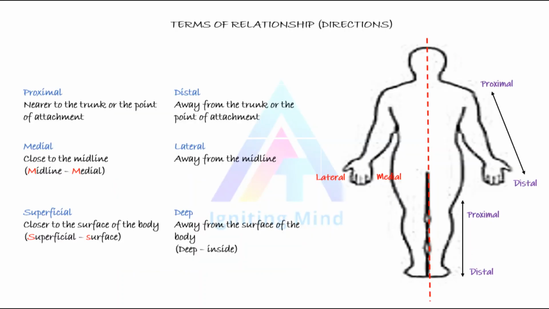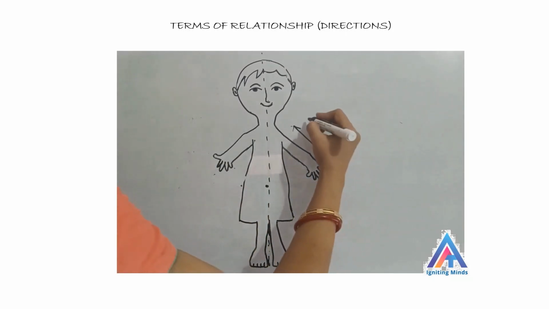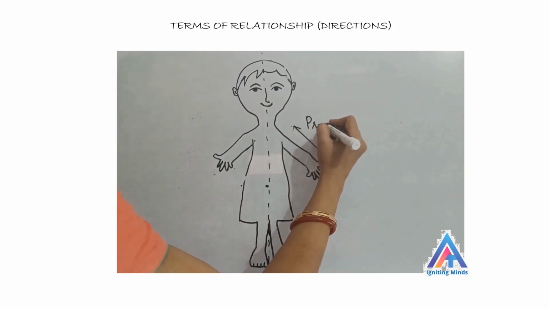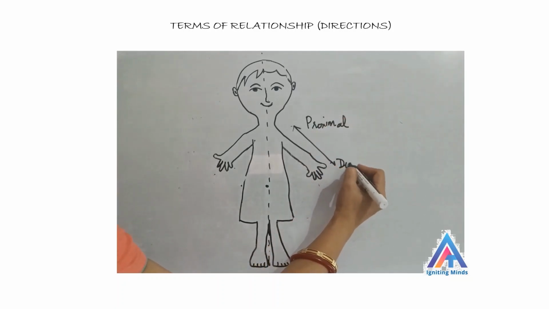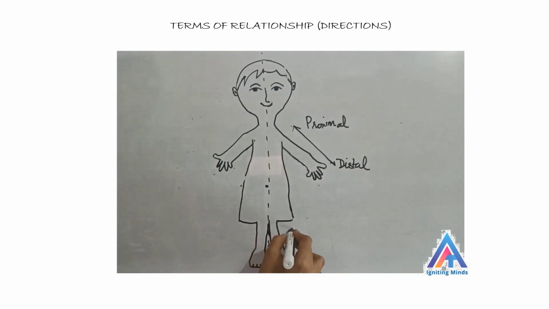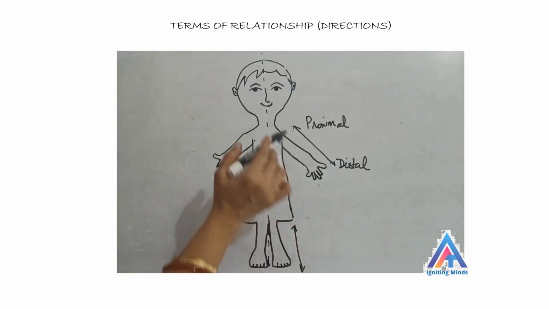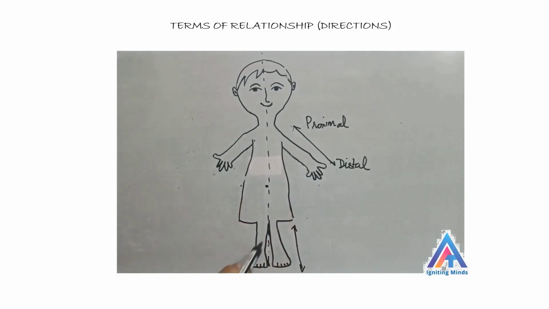The next one is proximal and distal. Proximal, anything nearer to the trunk of the body or to the point of attachment to the body is proximal. Distal is anything away from the trunk or from the point of attachment to the body. Example, shoulder is proximal, palm is distal, thigh is proximal, toes distal.